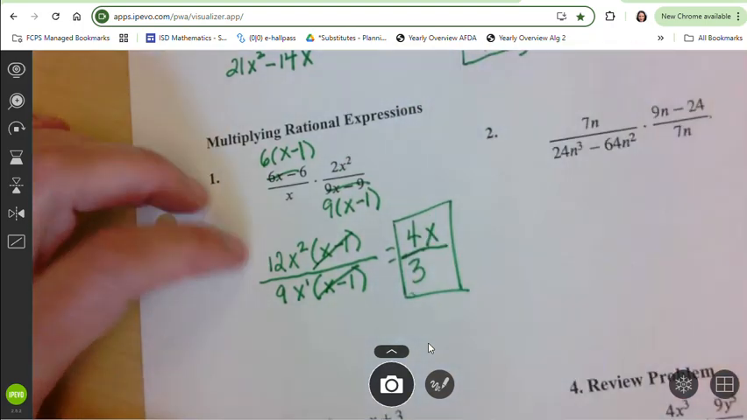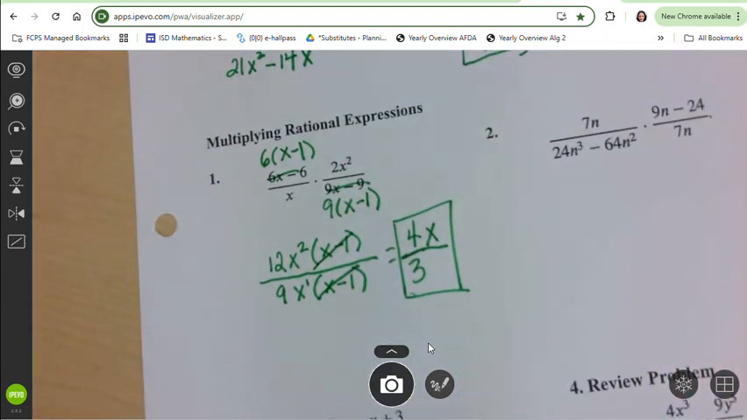And that's my final answer. What questions do you have on that? Okay, let's do one more together and then you guys will work on 3.